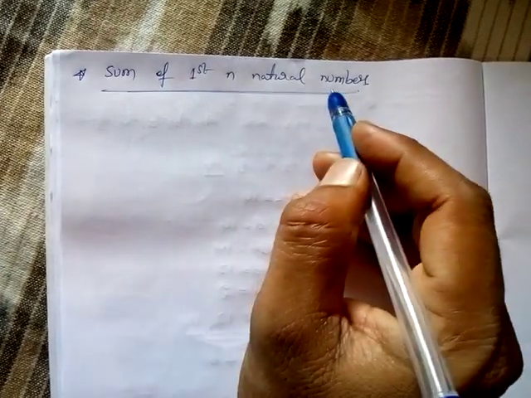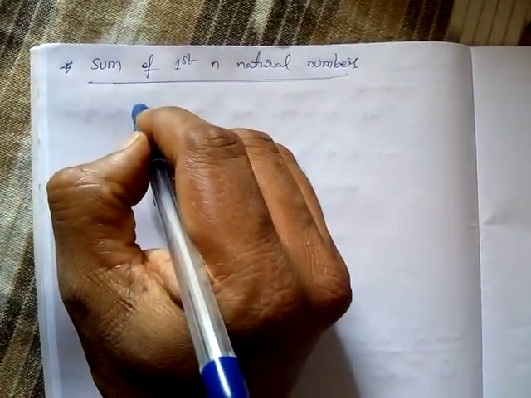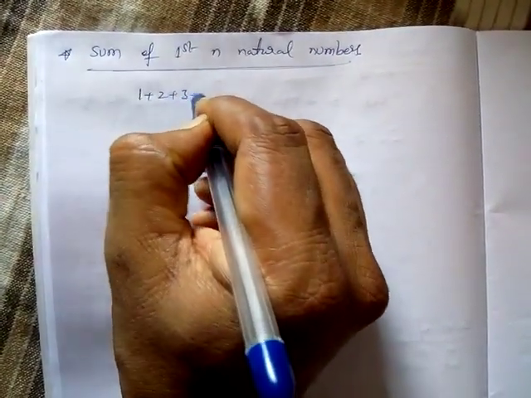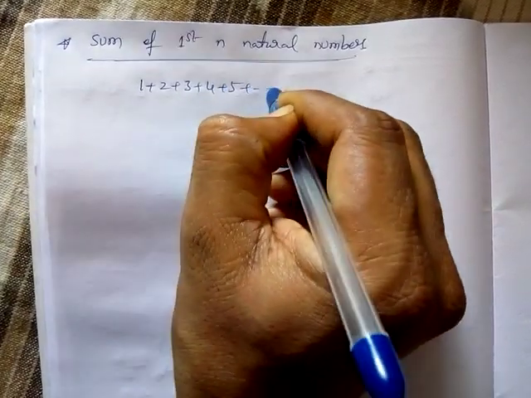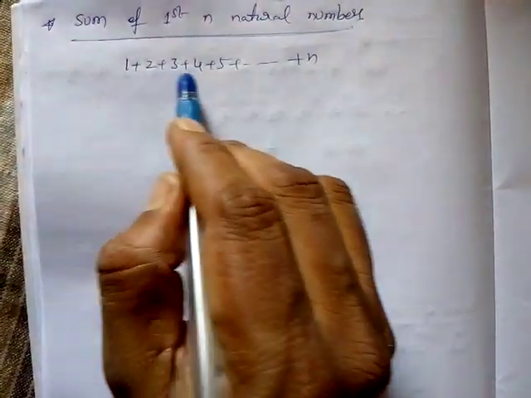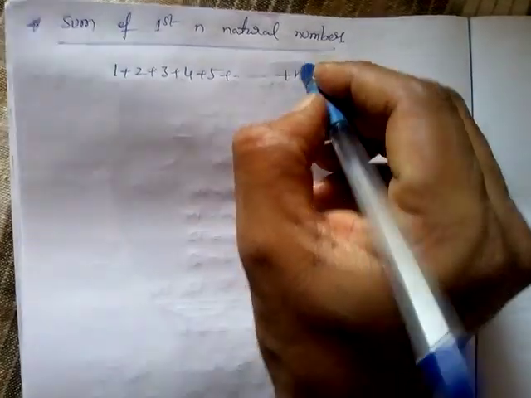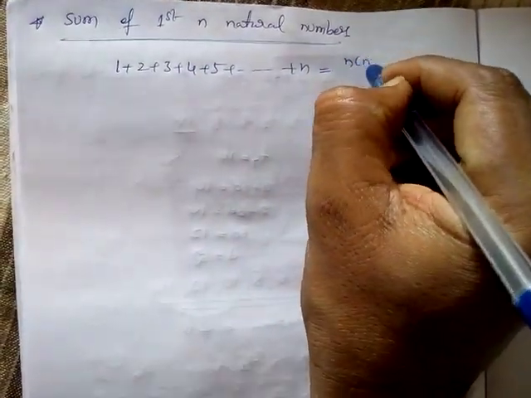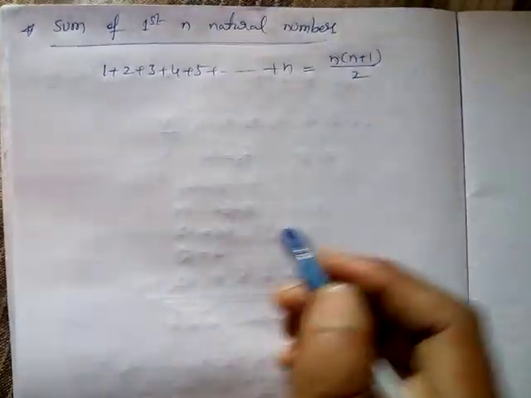Sum of first n natural numbers. Sum of first n natural numbers means 1 plus 2 plus 3 plus 4 plus 5 up to n. You have to show that it is n into n plus 1 by 2.